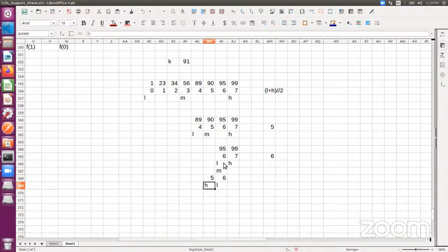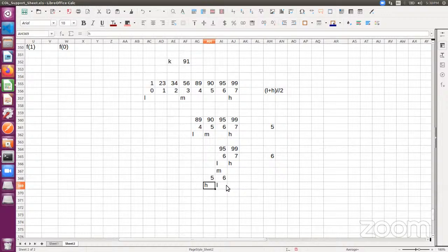Since the element you are searching is less than the mid element, we pass the H value as M minus 1, and the low value would be the same as the previous value. So L is 6 only, but H is M minus 1, which is 6. Now there is an overlap. H is overlapping L, which means that there are no elements at all.